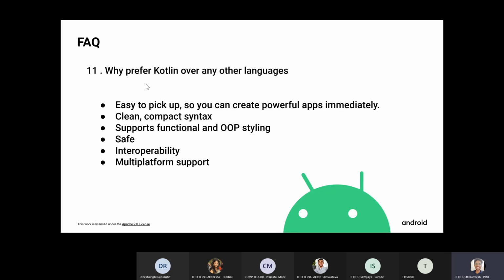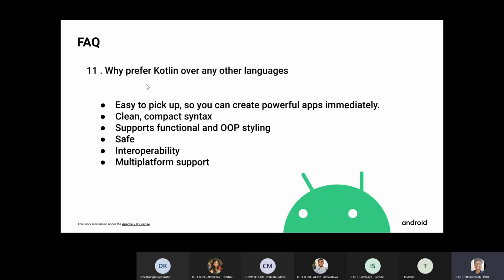But why should you choose Kotlin over any other languages? It is easy to pick up, so you can create powerful apps immediately. Clean and compact syntax. As we saw in the previous code, the code is completely clean and compact, which is why it is much easier to read than Java. It supports functional and object-oriented styles. It is safe.